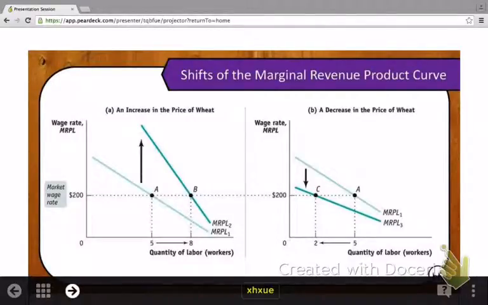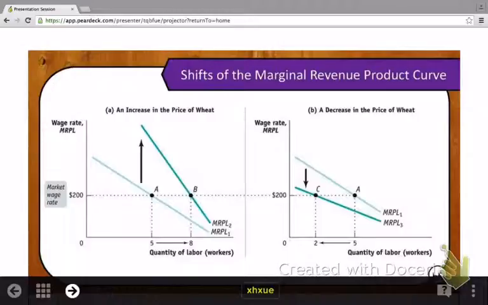And you see that here with shifts of the marginal revenue product curve. If the market wage rate stays the same at $200, we hire 5 workers in the first panel. But if there's an increase in the price of wheat in the wheat market, then the value of each bushel of wheat that each worker is producing goes up. So the marginal product of labor curve shifts outward and to the right, and that covers that higher cost, and so it would increase the number of workers we would hire to 8.